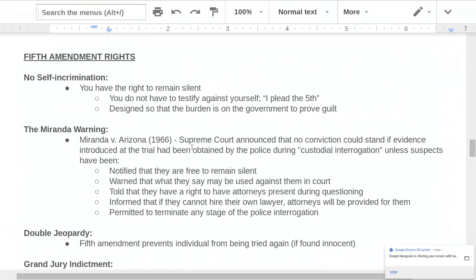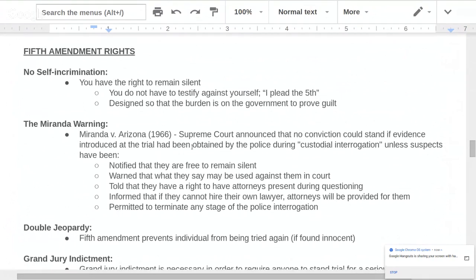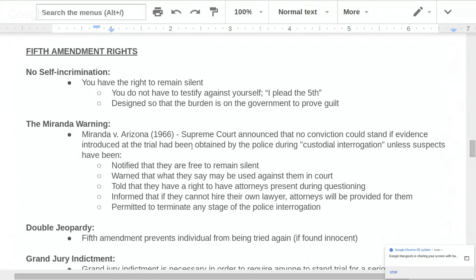So Fifth Amendment rights, which is no self-incrimination. You have the right to remain silent. It's a very simple one. You do not have to testify against yourself, which is, I plead the fifth. This is designed so that the burden is on the government to prove guilt.